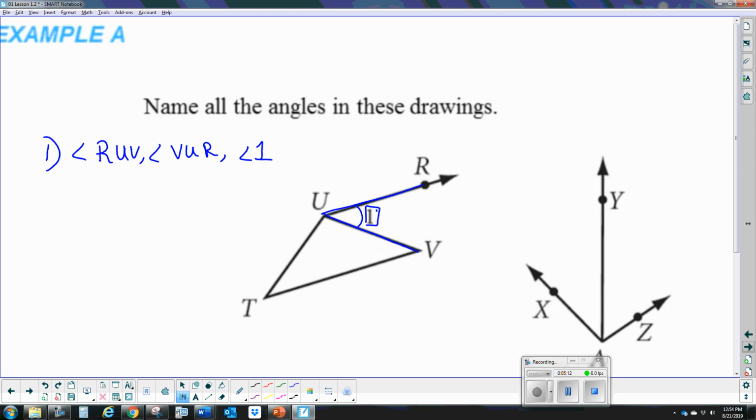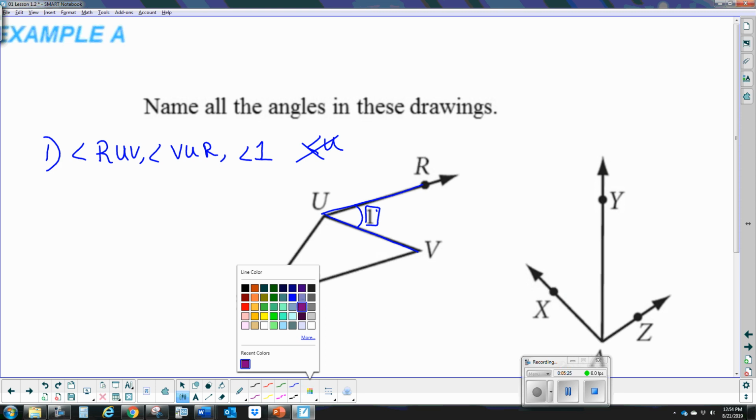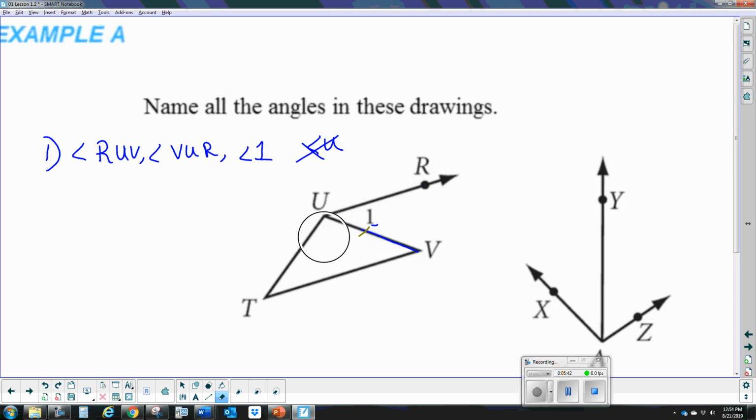But I cannot name it angle U. Angle U does not work because if I say angle U, I'm not sure if we're talking about this angle, maybe we're talking about this angle, or maybe we're talking about this angle. Since there are 3 potential angles at vertex U, I have to use 3 letters or the given number label.